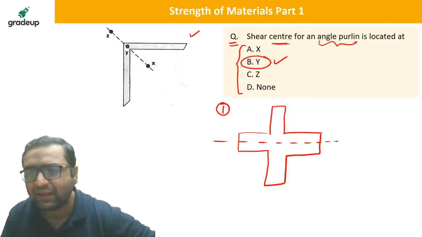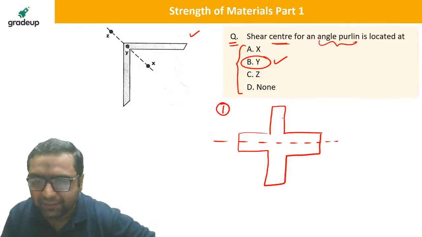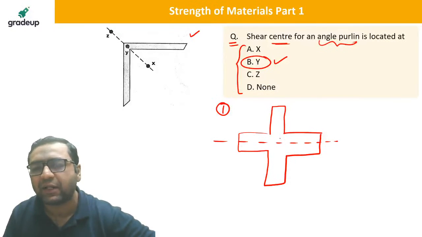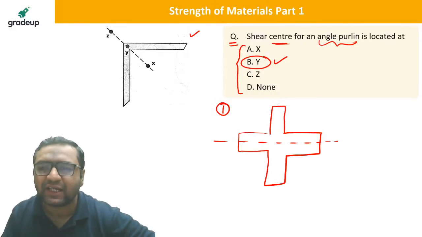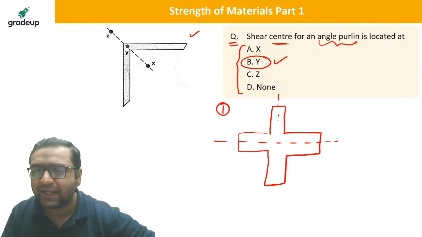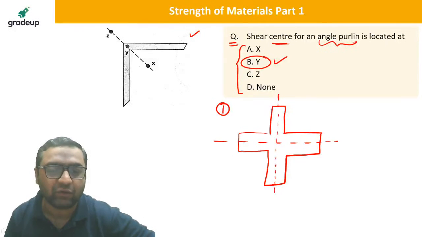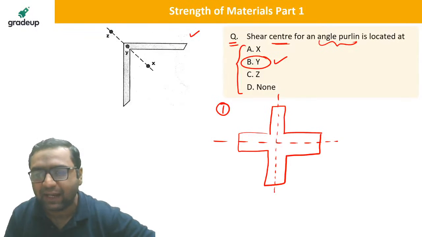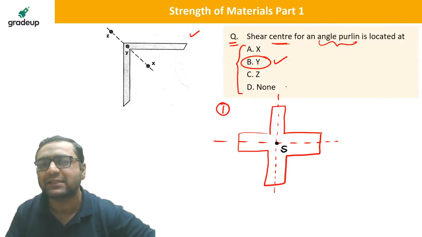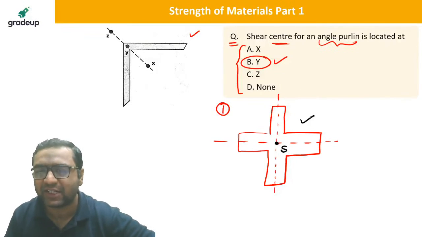So when you see this plus section is symmetrical about the x-axis, the shear center will lie on the x-axis. It is symmetrical about the y-axis, so the shear center will lie on the y-axis. So if any section is symmetrical about any axis, the shear center will lie on that axis. According to that rule here, the shear center will lie at the intersection of these two. So this will be the shear center. Okay, guys, this is the shear center for this section.